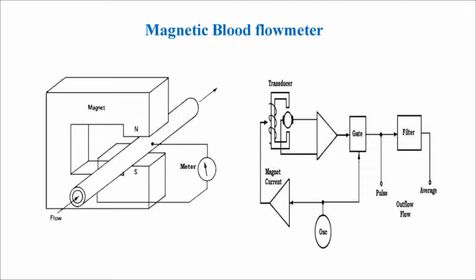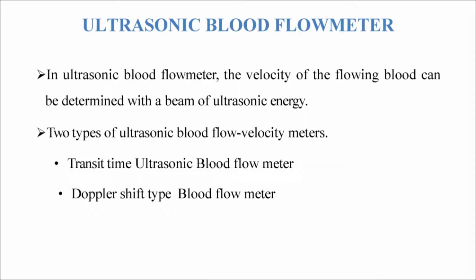Let's now proceed with the second type of blood flow meter, which is the ultrasonic blood flow meter. As the name indicates, ultrasonic energy is used here, and the velocity of the blood flowing through the vessel can be determined with a beam of ultrasonic energy. Basically, there are two types of ultrasonic blood flow meters: transit time ultrasonic and Doppler shift type ultrasonic.